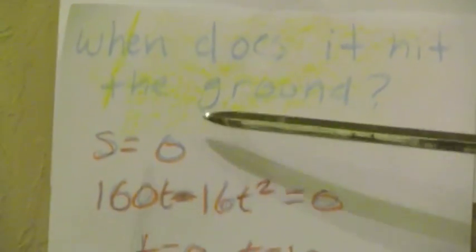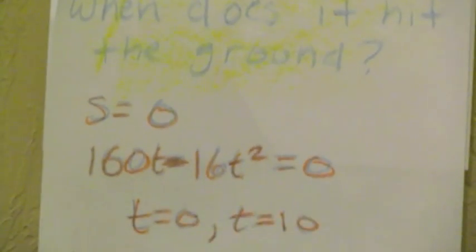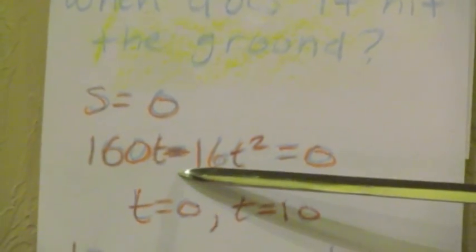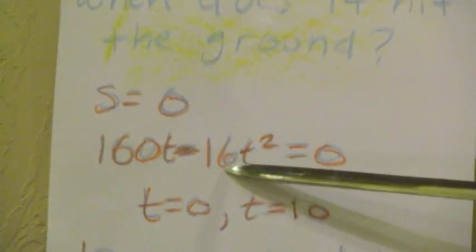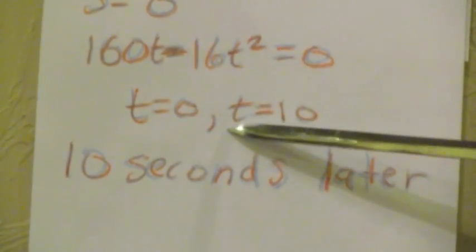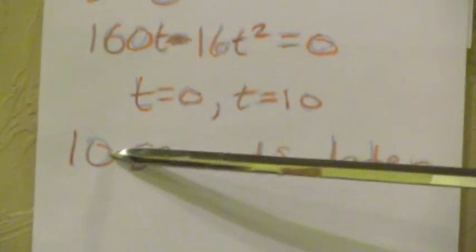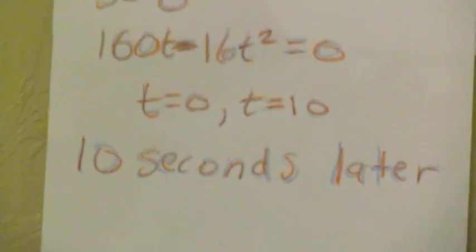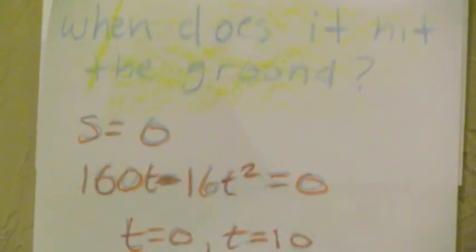So when does the rock hit the ground? Well, it's when s equals 0, because it's on the ground. So 160t minus 16t squared equals 0, and then you get t equals 0 and t equals 10. So at 10 seconds later, the rock goes thud after our rigged up explosion. So that's it.